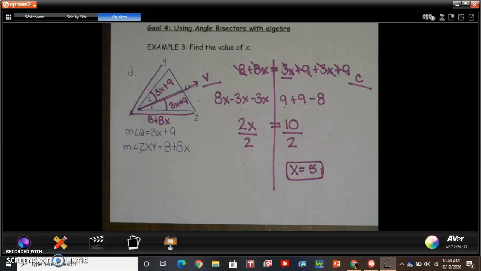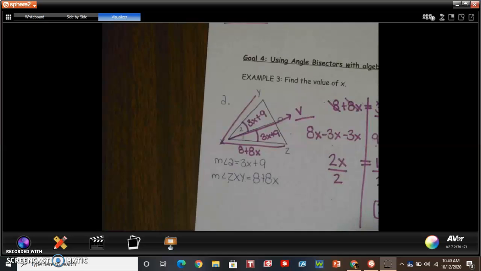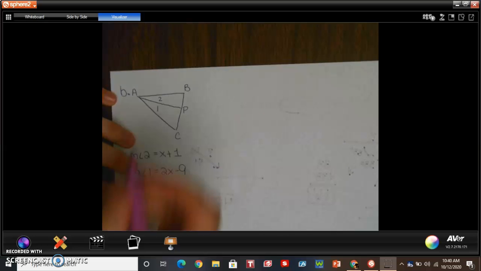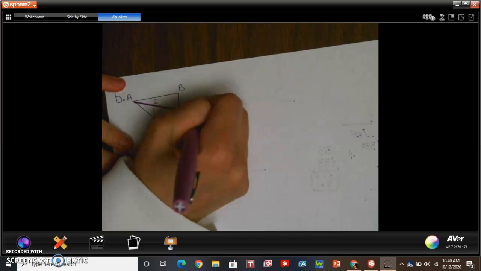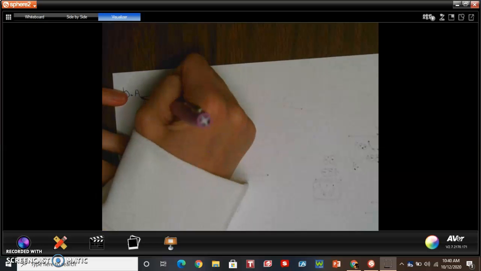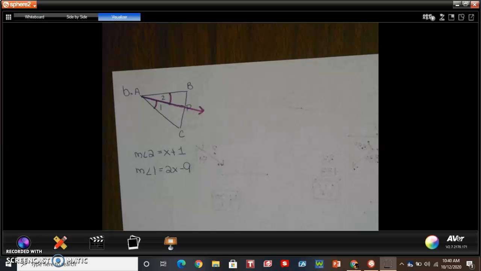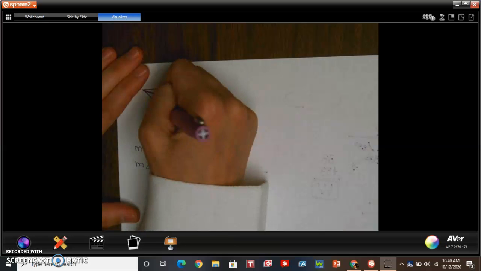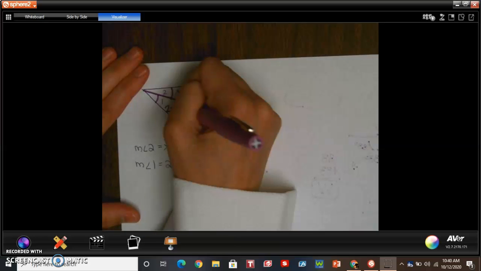Okay, got one more example I want to do with you, example 3, part B, for goal 4, and remember this is also an example directly from your homework, okay? All right, you can pause the video at any time if you need more time to write stuff down. Okay, just like before, the one that has P on it is your ray. And if that is our angle bisector, that means these are congruent. So here's what we know. We know that angle 2 is x plus 1. And we know that angle 1 is 2x minus 9.